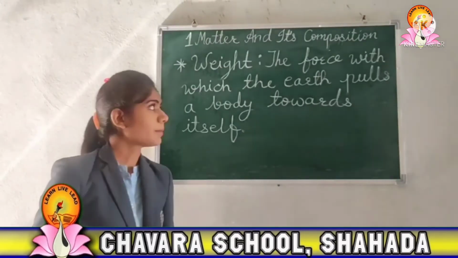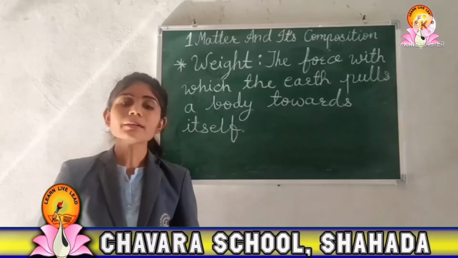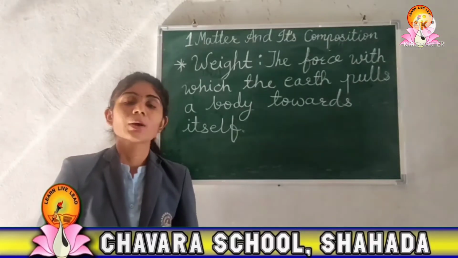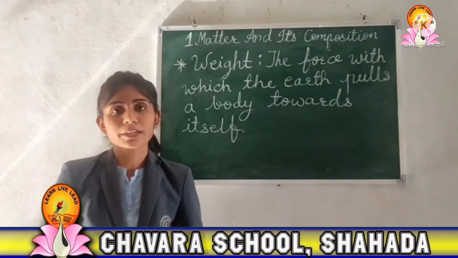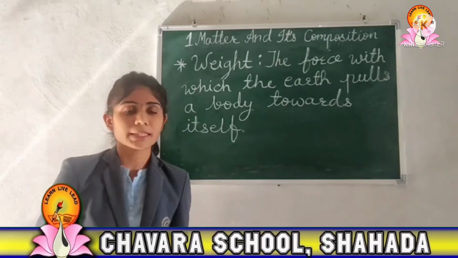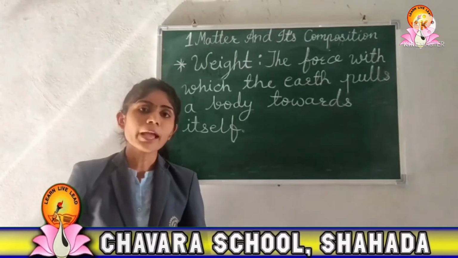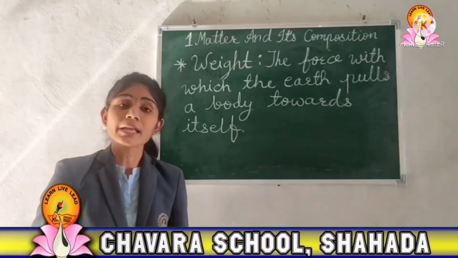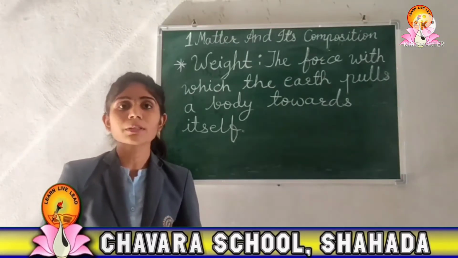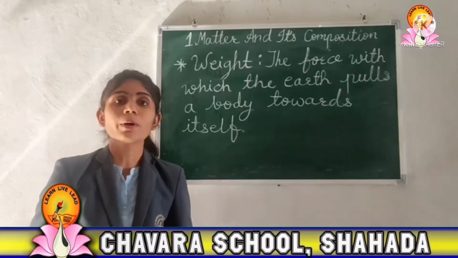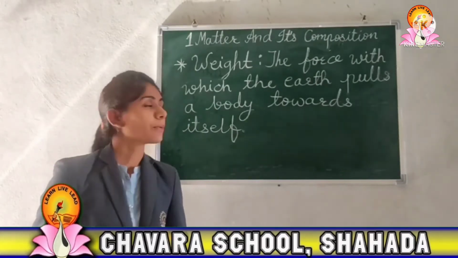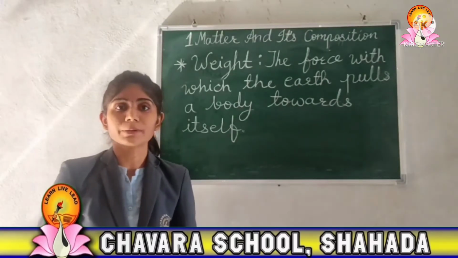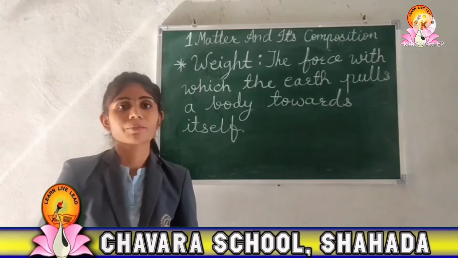Weight. The force with which the earth attracts any body towards itself. Weight is not a constant quantity. It varies as per the places. One body has a weight of 10 Newton on earth's surface, and that same body has a different weight on the moon's surface, that is 1 Newton. So this is due to weight not being a constant quantity. This is the main difference between mass and weight.